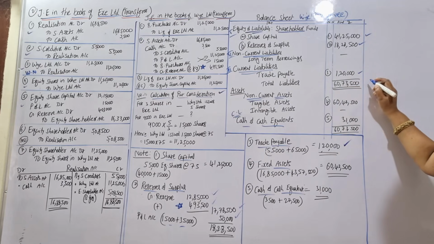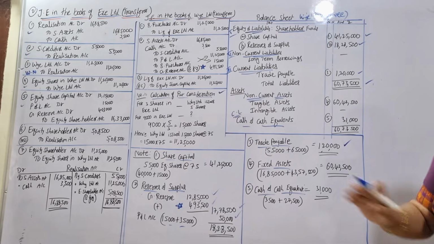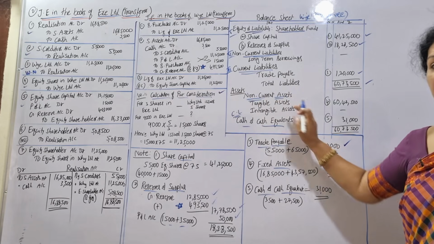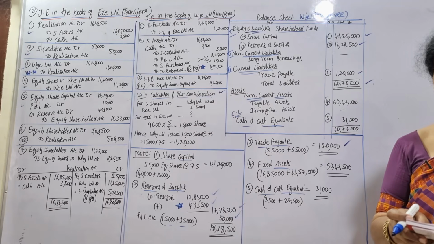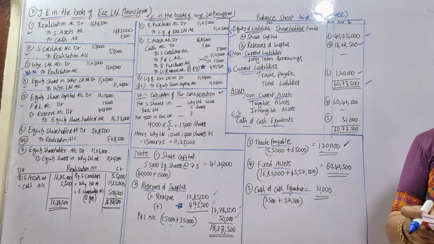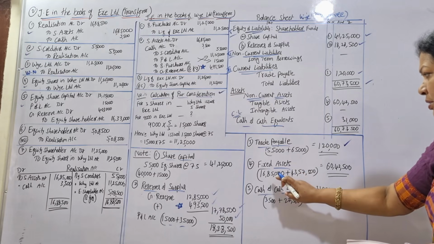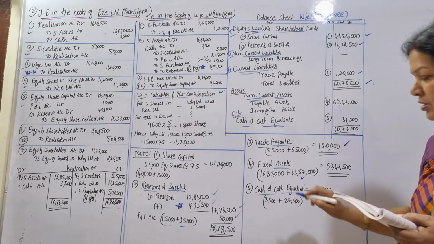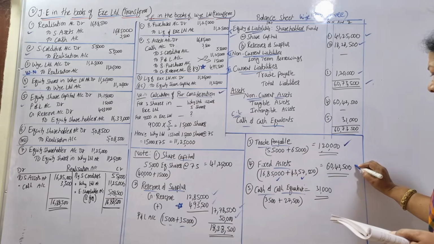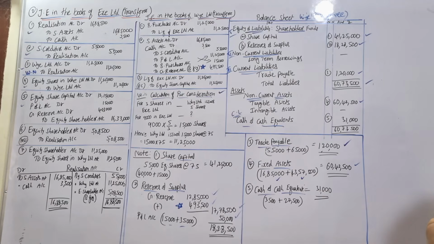Liabilities are over. It is coming to 60,73,500. Now coming to the asset side. Asset side, what do you write first? Non-current assets, tangible assets. Tangible assets means here sundry assets we have. Sundry assets, how much? 43,500, 57,500 plus 16,85,000. It is coming to 60,42,500. This is written here.